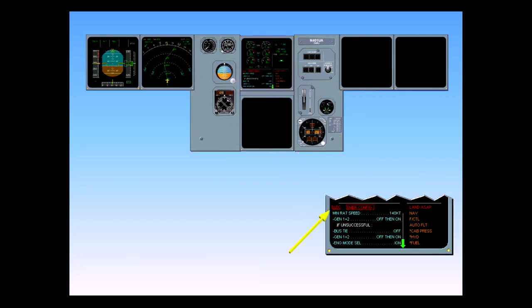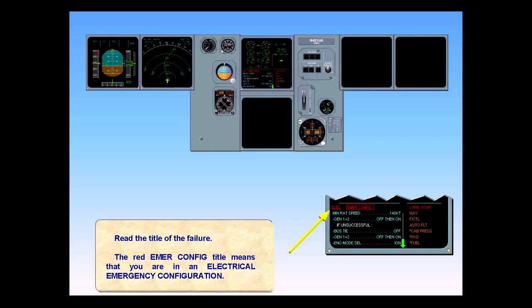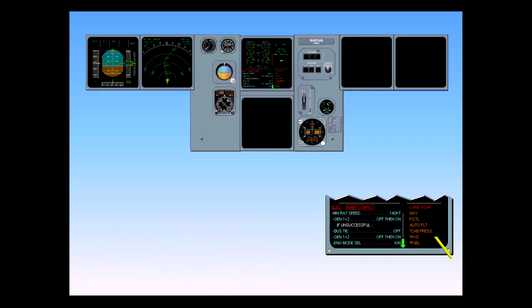Read the title of the failure. The red Emergency Config title means that you are in an electrical emergency configuration. Note the red message in the memo portion of the ECAM: land ASAP. Both generators have been lost. The only electrical power available right now is the RAT and the batteries. Therefore, it is recommended that a landing be made with reasonable haste.